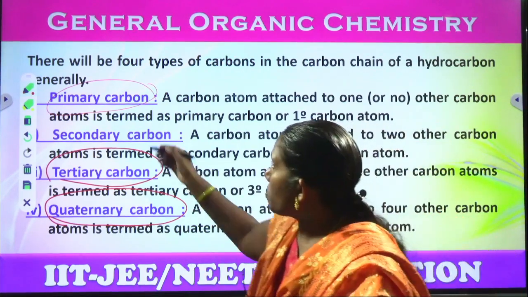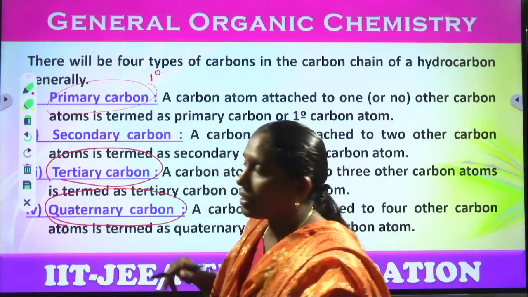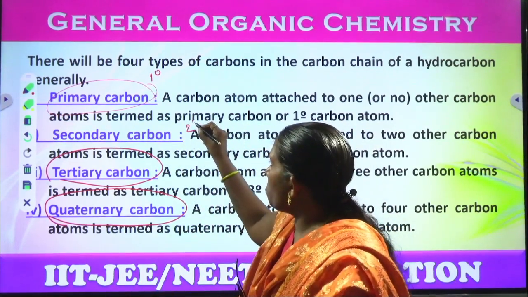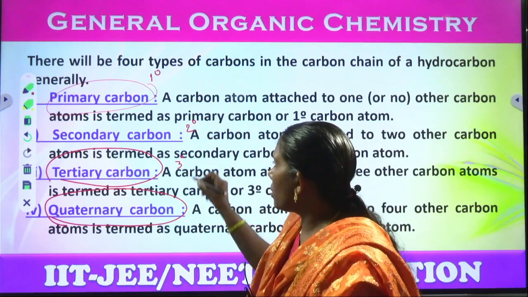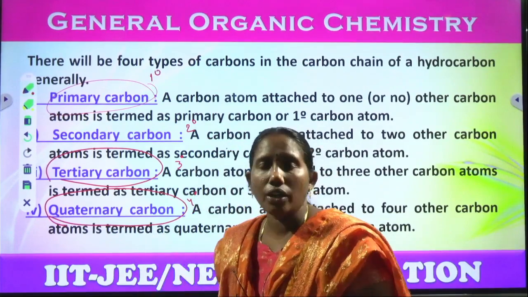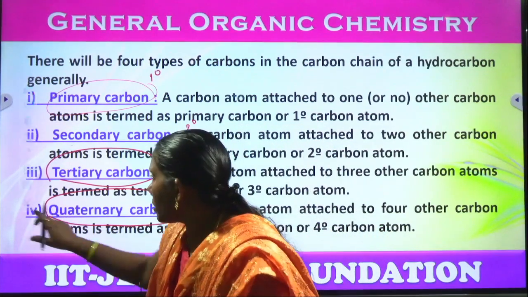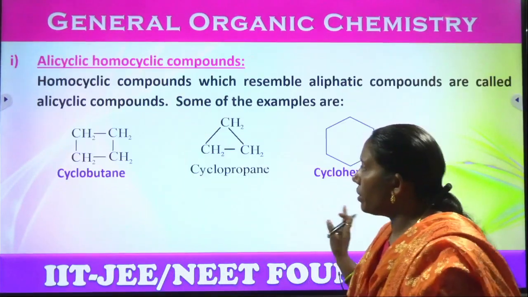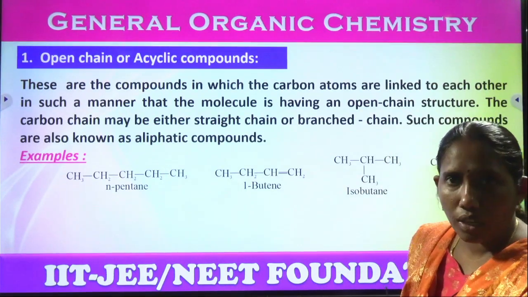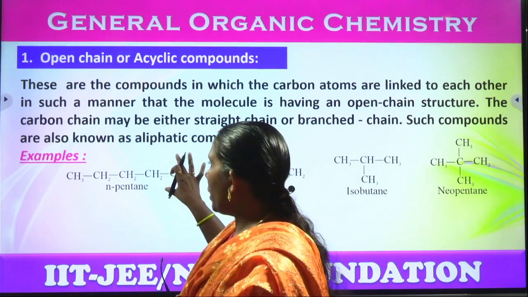Let us see. This primary carbon we can write even like this also, 1 degree. Secondary means 2 degree, 3 degree, 4 degree. This is primary, secondary, tertiary and quaternary. To understand these structures, now I will take one of the previous examples. Yes, these examples I want to take.